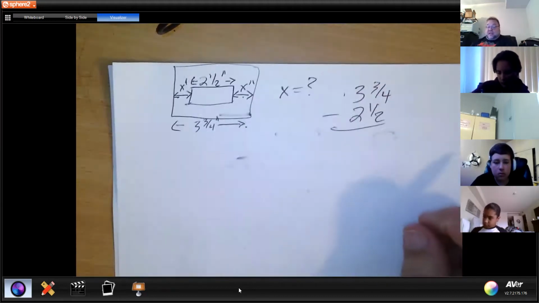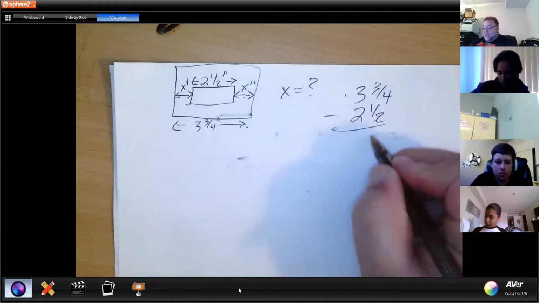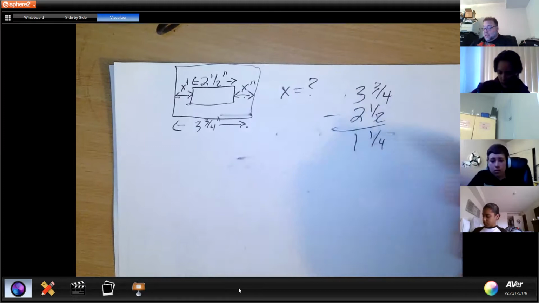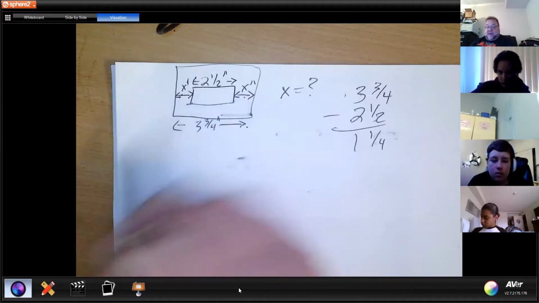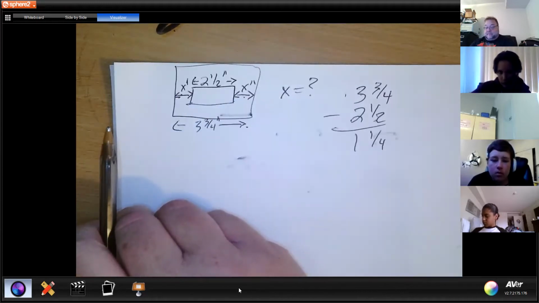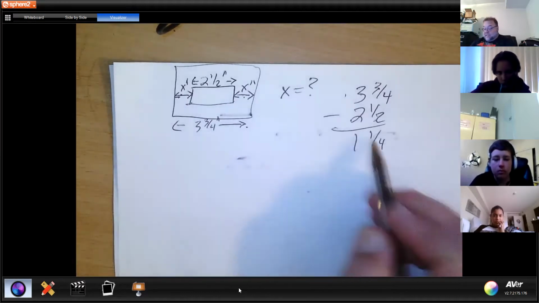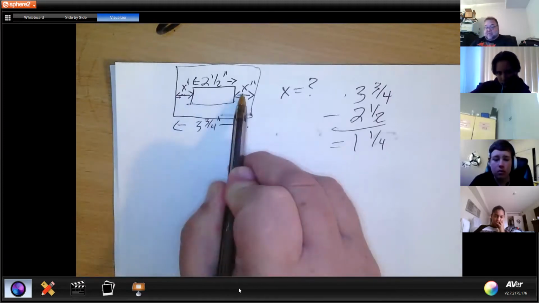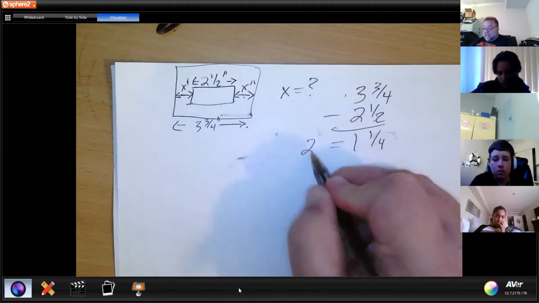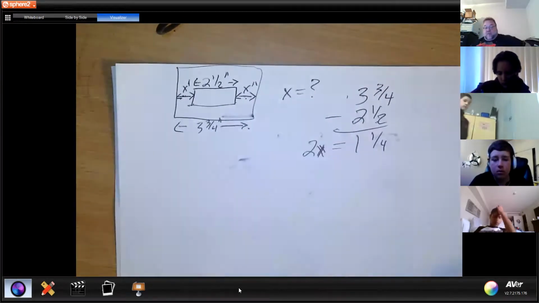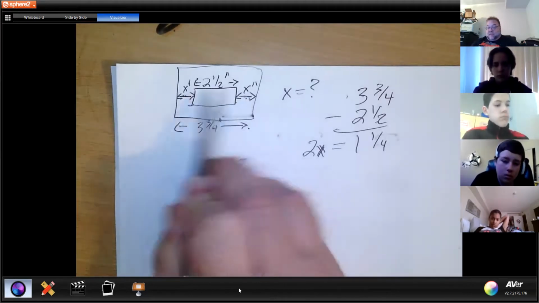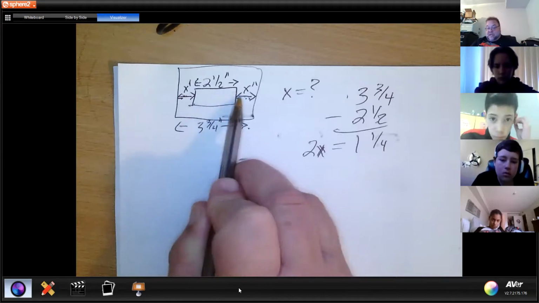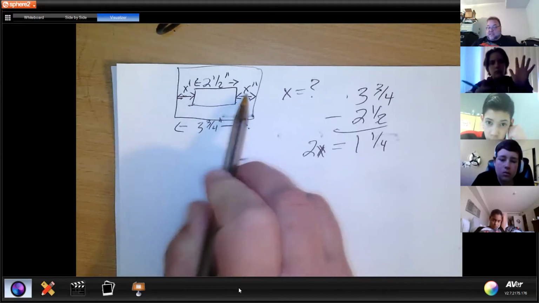So I'm going to do this subtraction here, okay? 3/4 minus 1/2 is 1/4. 3 minus 2 is 1. So basically, how many distances of X do I have? 1 1/4. Well, that's the total distance, but I have an X here and an X here, right? So I could say that 2X is going to equal 1 1/4, right? Does that make sense? Because together, these two things are 1 1/4, aren't they? But I only need to know what 1X is, right, Allie?